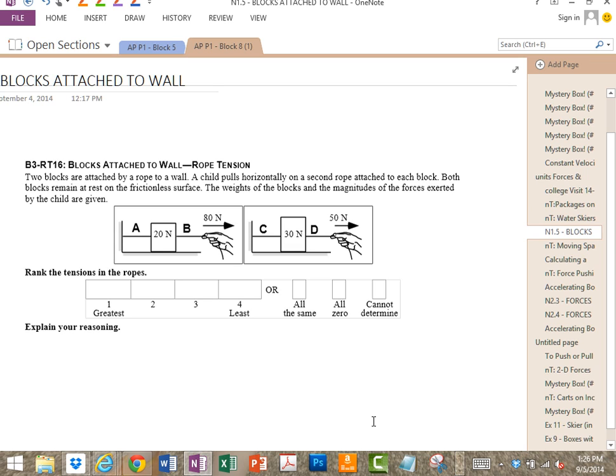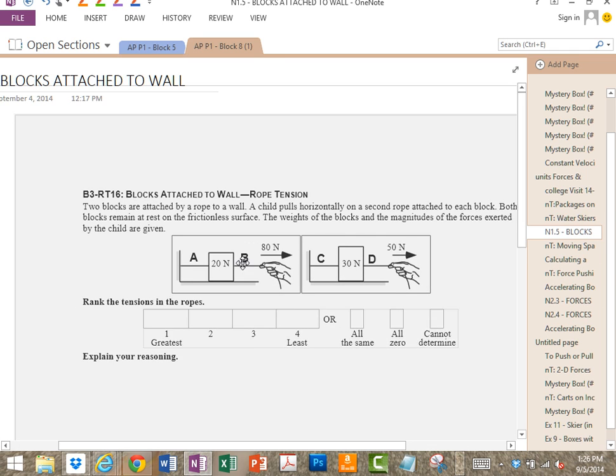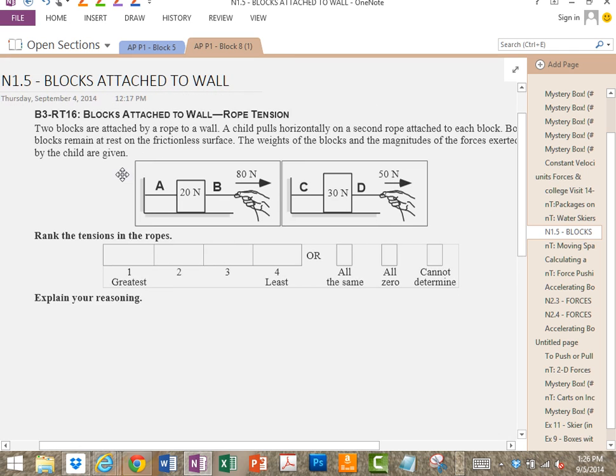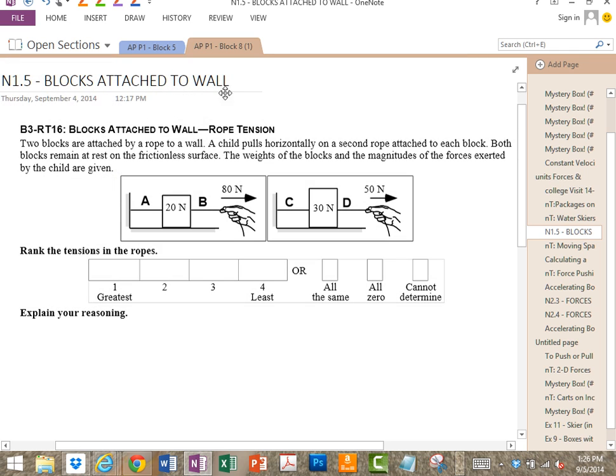All right. So there are the pictures. I give this to you. Rank the tensions in the ropes. So I'll give you a minute to take a look. See if I can make this one a little bit bigger for you. There we go. Do we have to make a free body diagram? Go ahead and talk about it.